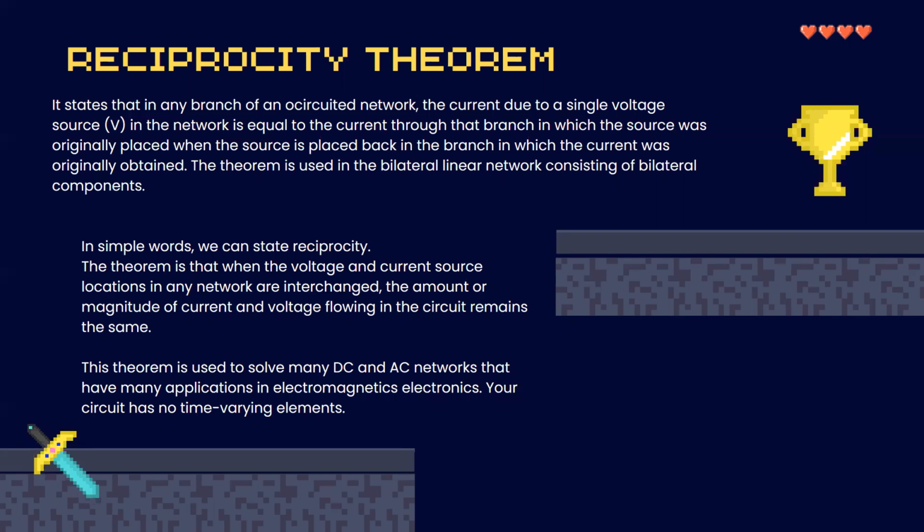The network consists of bilateral components. In simple words, we can state the reciprocity theorem is that when the voltage and current source locations in any network are interchanged, the magnitude of current and voltage flowing in the circuit remains the same. This theorem is used to solve many DC and AC networks that have many applications in electronics. The circuit has no time-varying elements.